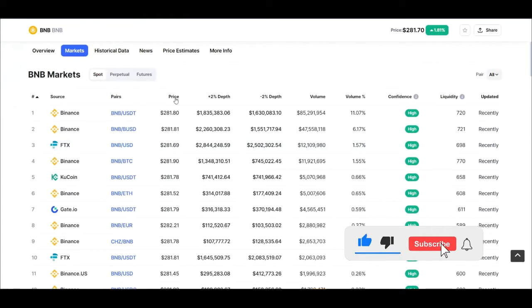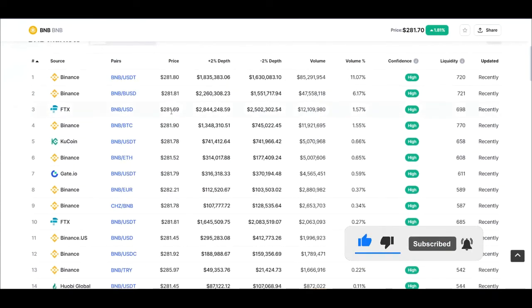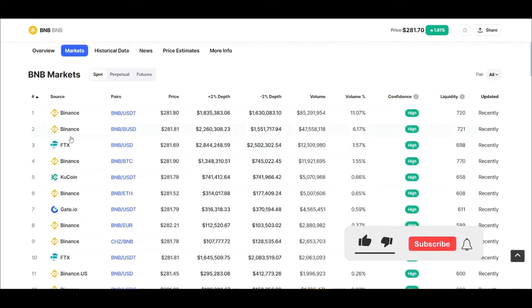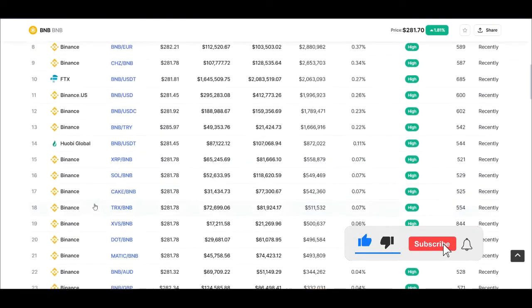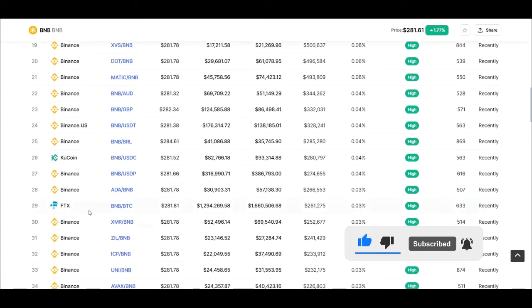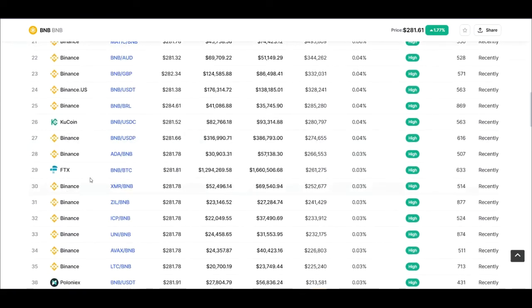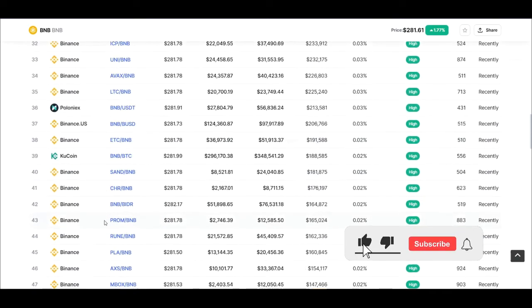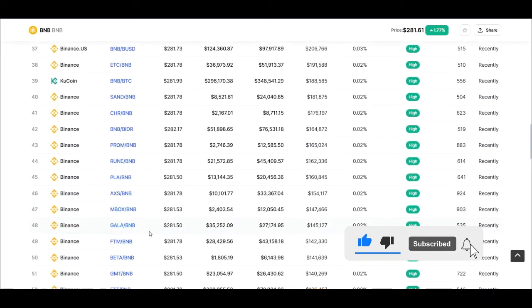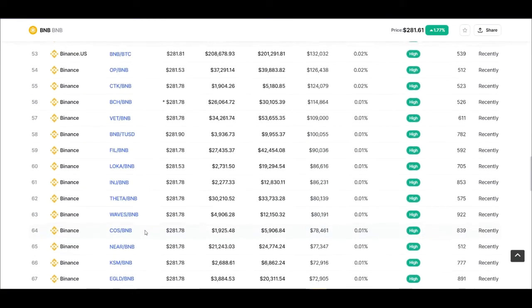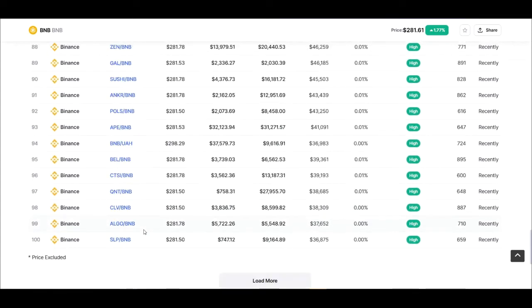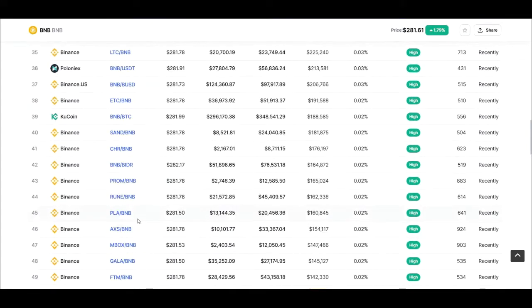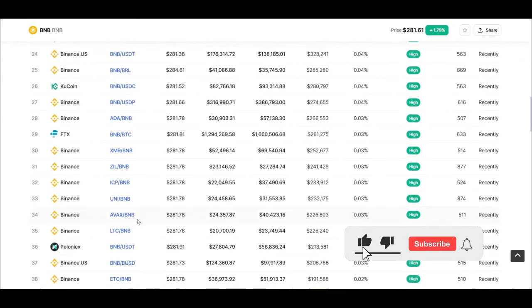So what I want you to pay attention to is the difference in prices. The difference in prices is what I want you to pay attention to. And if I scroll down here, you see Binance. Most of these you see Binance. But if I scroll down here, let's say this is KuCoin, FTX, and the rest. Let me see the one that has a very big difference in price, which other exchange can I see here? Okay, the majority of the pairs you see here is Binance.